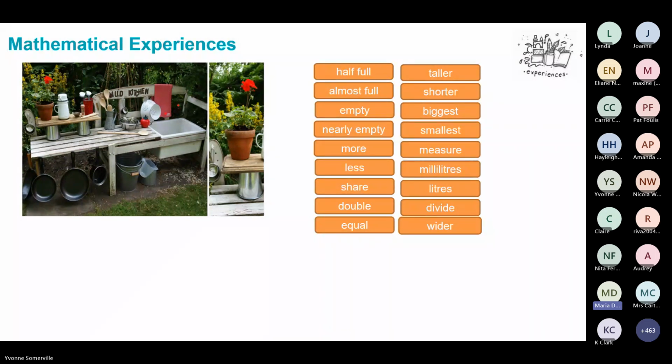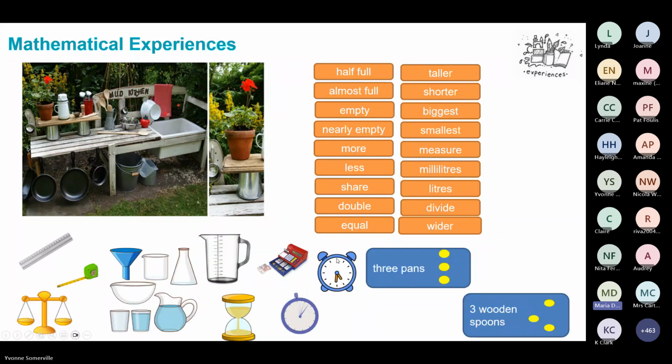They might begin to understand cardinality. So that last number, if they've counted four, indicates that that last number gives them the total. They might begin to use counting to solve practical problems by sharing out pots amongst a small group, for example. They might start talking about same and different, so that they're developing that understanding of comparison.